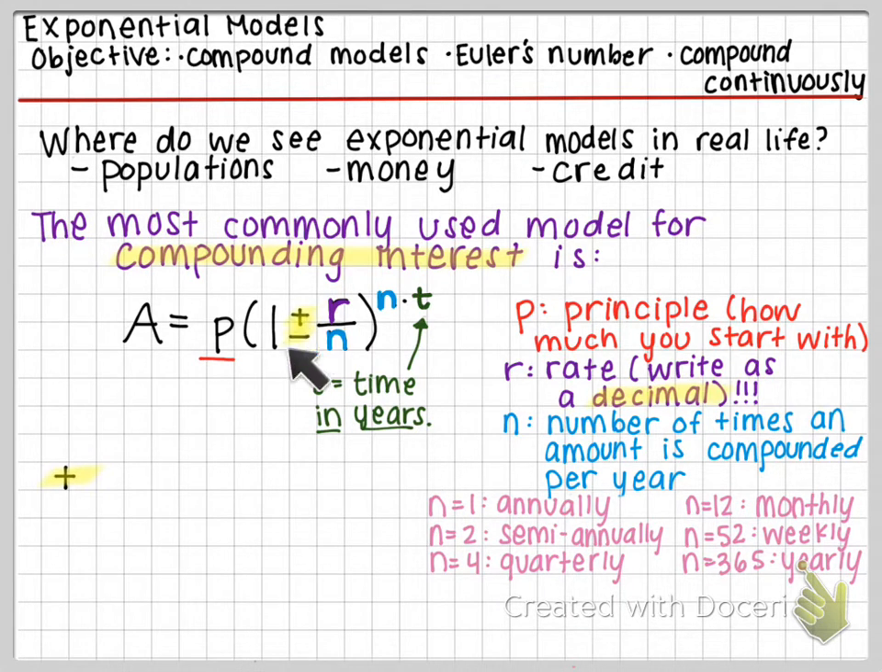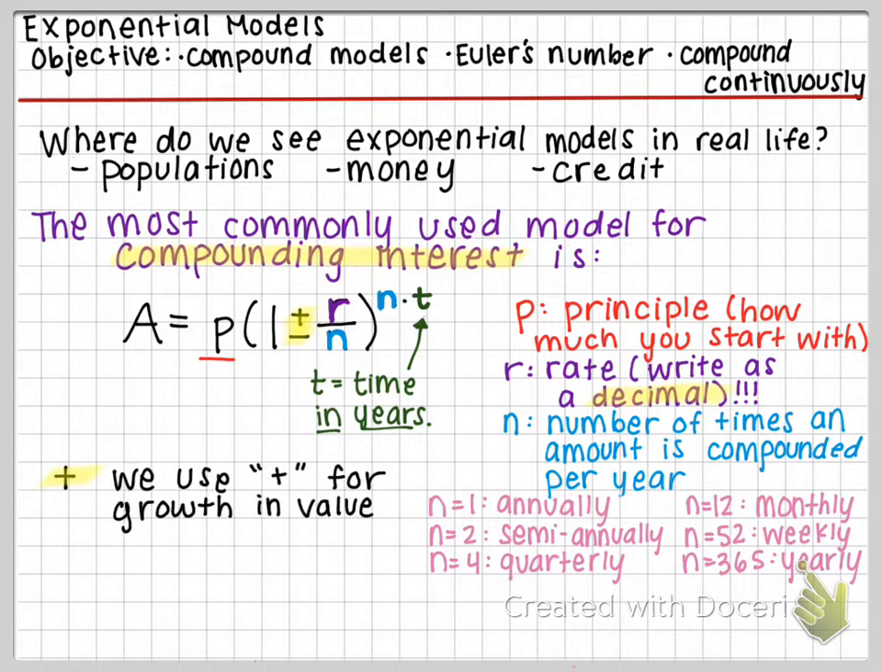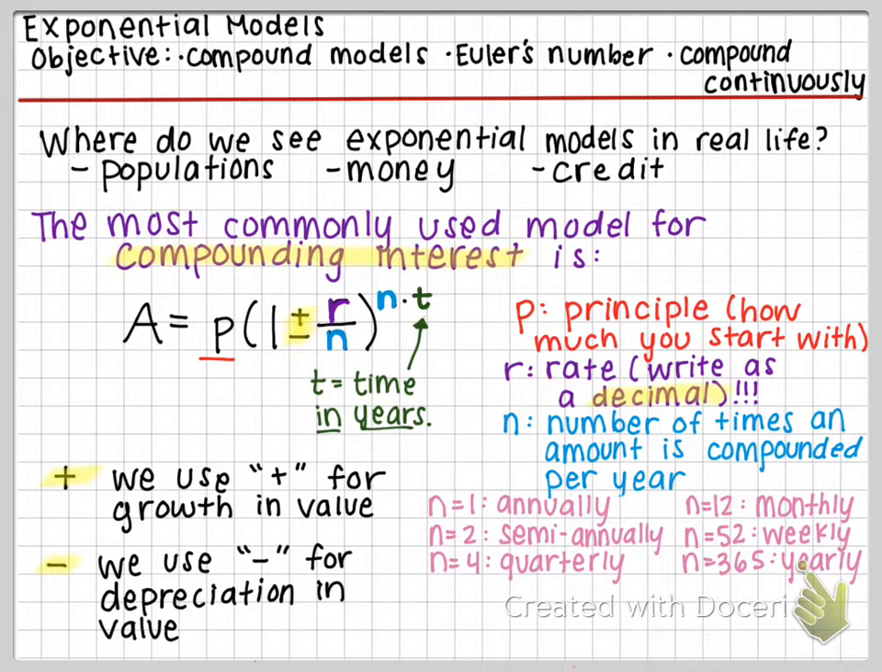Now you see this plus or minus. Remember in the quadratic formula, we used both of them. We had this side of the formula plus this side divided by, and then minus, and then we had two answers. In this formula, it's either or. It's not both. So it's either plus or minus. If we're going to use plus, it's because we're growing in value. And if we're going to use the subtraction, it's because we're depreciating, or getting smaller in value.